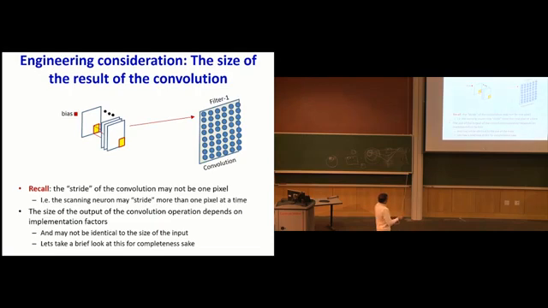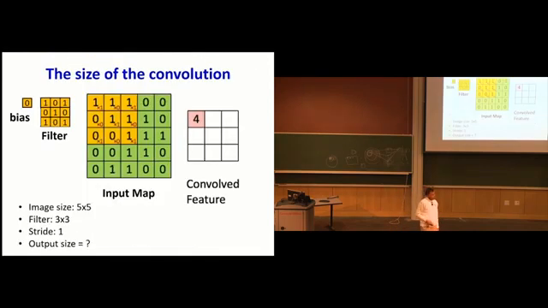Now again, the stride doesn't have to be 1 pixel. The size of the output of the convolution depends on implementation factors like the size of the filters and the stride, but let's consider the stride in particular, right?